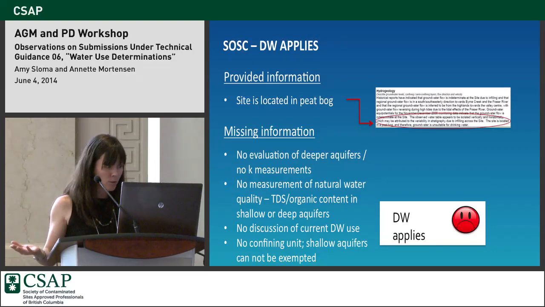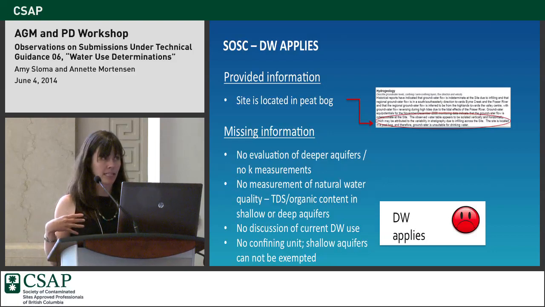Is it based on the natural water quality? Do you have TDS or an organic content? Do you have this in the shallow or the deep aquifers? Is there a confining unit? It doesn't appear that there is. And if you don't have a confining unit that's protecting that lower aquifer, you can't exempt that shallow aquifer. So DW ends up applying on this site.